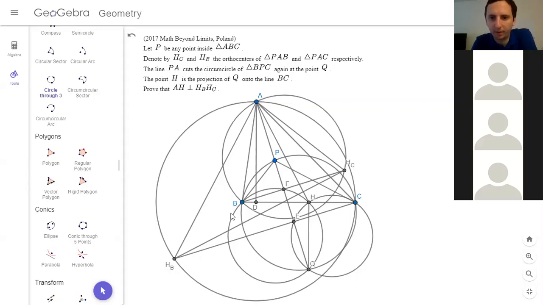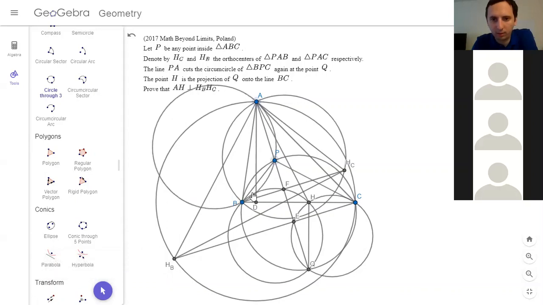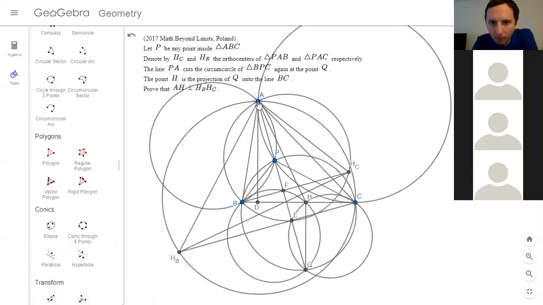I know we're drawing a lot here. If I did that, are these concurrent? No. But basically, if we reflect HC over AB, it lies on the circle, and if we reflect HB over P, then it lies on this circle. So we kind of have a parallelogram.